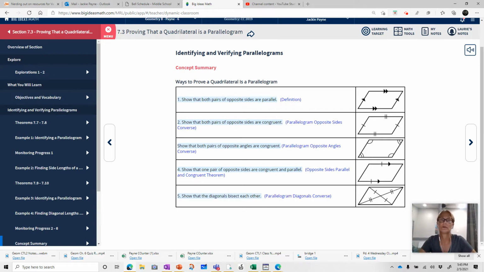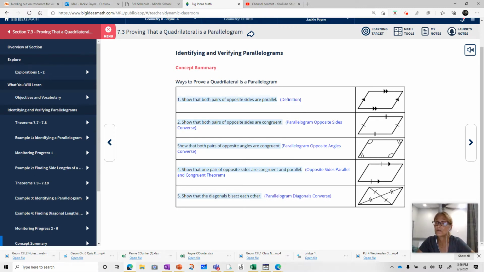So the first thing you're going to do is show that both pairs of opposite sides are parallel. That was the definition we went over in section 2. Another way is to show that both pairs of opposite sides are congruent, which is the converse of the definition. You could show that both pairs of opposite angles are congruent, which is the parallelogram opposite angles converse. You could show that one pair of opposite sides are congruent and parallel, which is both of them combined, the opposite sides parallel and congruent theorem. And also you can show that the diagonals bisect each other, which is the parallelogram diagonals converse, because all of those we had in section 2.